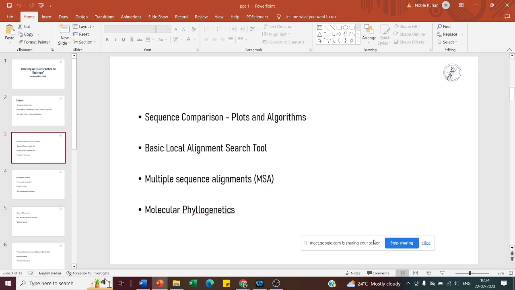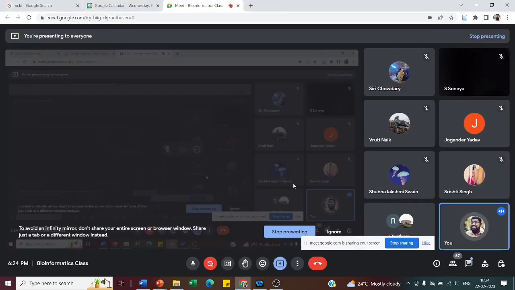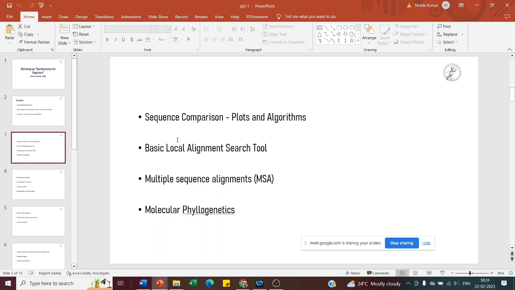All this BLAST or Clustal W is a copy-paste job only. Just paste the sequences there, click, and we get the result. But how it is happening, we will study through a few algorithms and plots which show how the comparison actually goes on inside the computer while comparing the sequences.